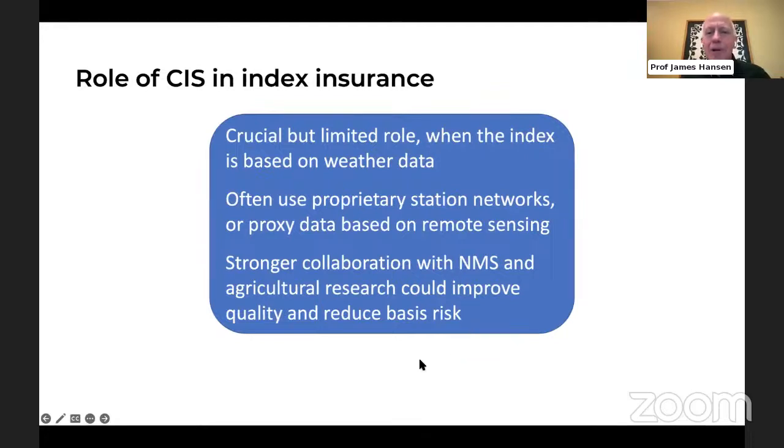Insurance companies seem to be reluctant to collaborate with public sector national meteorological services or agricultural research institutions. I've tried to get a better understanding of why, and I don't think that the reasons are completely valid. In principle, we would expect that stronger collaboration between insurance providers and national meteorological services and national agricultural research services would improve the quality of index insurance and reduce basis risk.